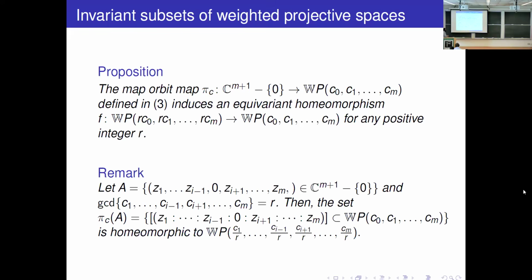So as a result, if we forget the jth coordinate, meaning the jth coordinate is 0, and we take something else here, then this pi_c set will be homeomorphic to this one. So what is r? r is the GCD of the remaining ones. Okay, so the image of this set under this orbit map is the same as this one. So what it is saying is, even though as an orbifold the singularities are more, as a topological space we are killing the singularity when we forget the one hypersurface. Okay.